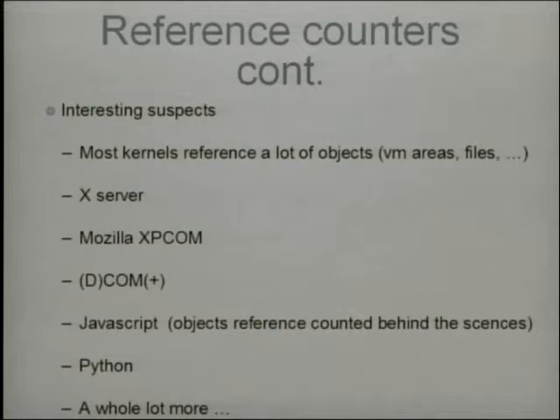JavaScript apparently does a lot of reference counting of a whole bunch of objects behind your back. I don't know this for sure because I try not to look at browser code, but I've been told by some browser developers that this is the case. And then apparently Python relies on reference counting for all sorts of things. I don't know this either because I don't like to look at Python internals because my eyes start bleeding. And there's a whole lot more of things, potentially huge programs, where you might get reference counting issues.